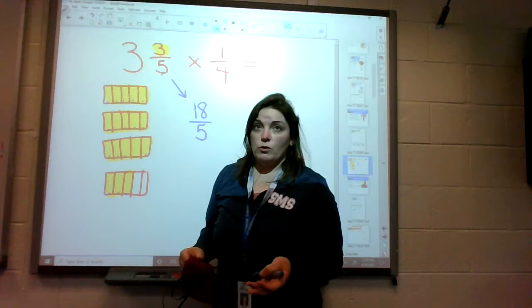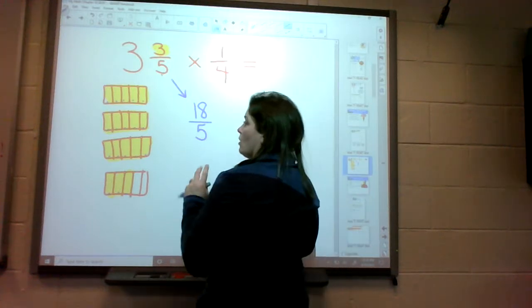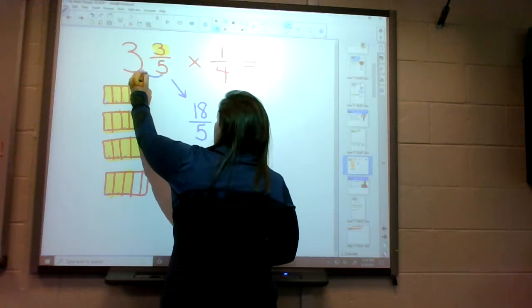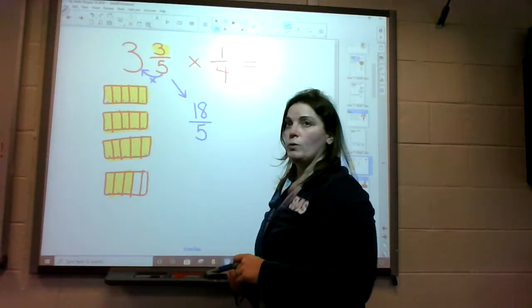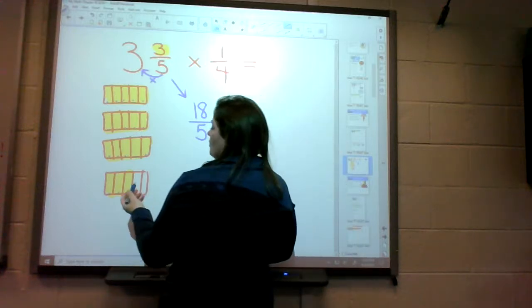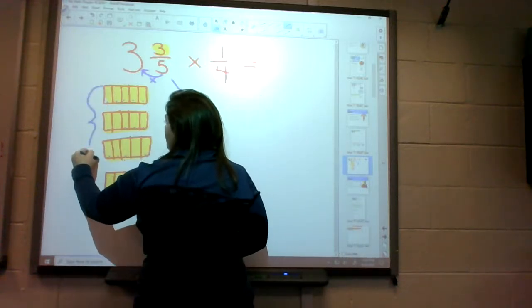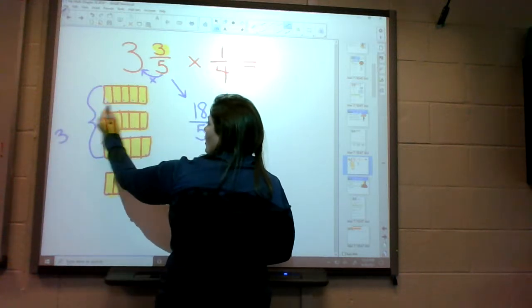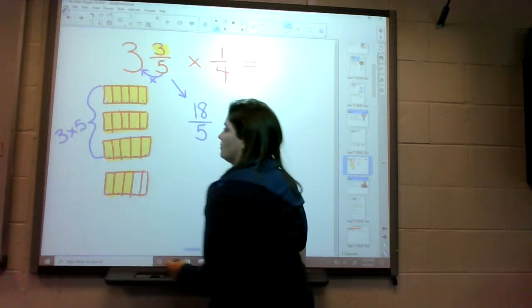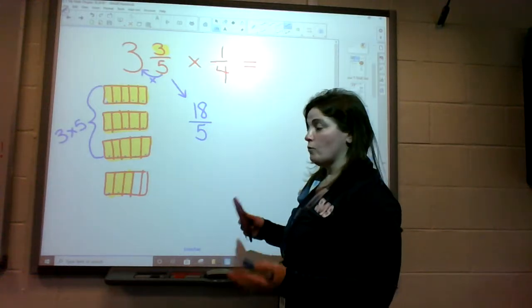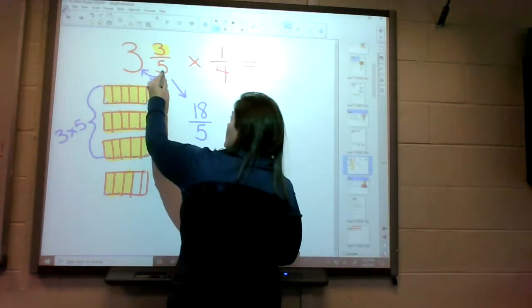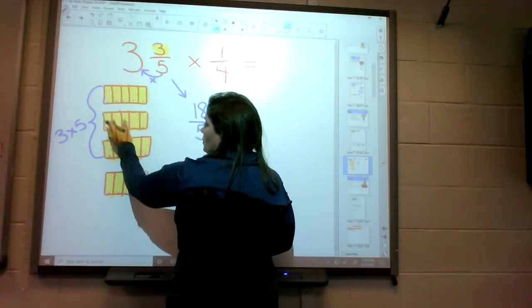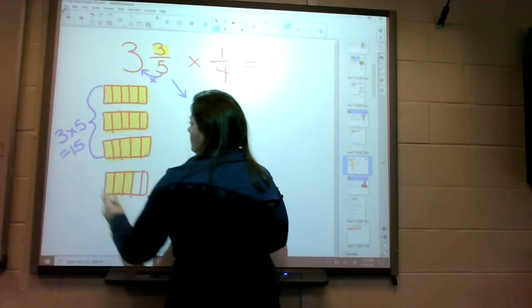What if you didn't want to draw the model? Then there are a couple of steps we need to take. The first step is multiplying our denominator by our whole number. And that comes from the fact that we have 3 whole models, and there are 5 sections in each. Of course, 3 times 5, or 5 times 3, equals 15. So in these 3 wholes, there are 15 sections.